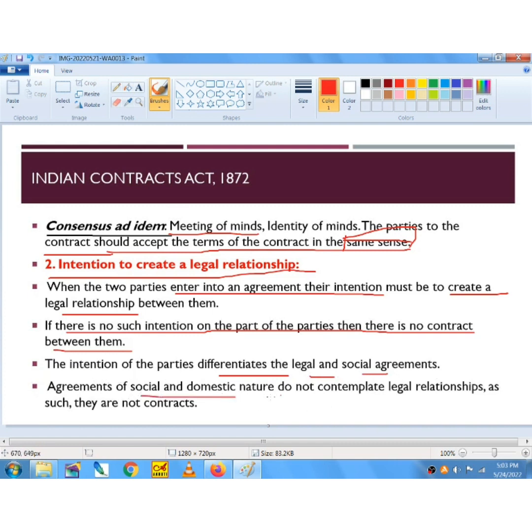Social and domestic agreements do not contemplate legal relationship. As such, they are not contracts. This will be explained further in the examples.